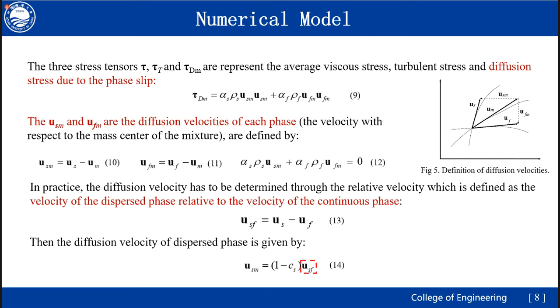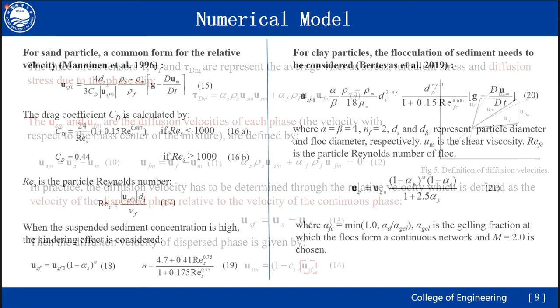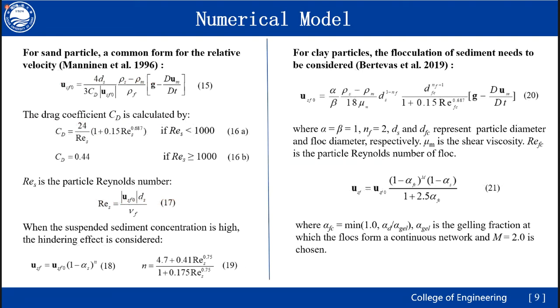And the next step, we need to get the U_SF parameter, the velocity. And how to get U_SF? We separate it into the non-cohesive sediment and the cohesive sediment. First, for standard particles, a common form for the relative velocity, we can use this equation. Usually we use the single phase, and we just focus on this. This one means static velocity.